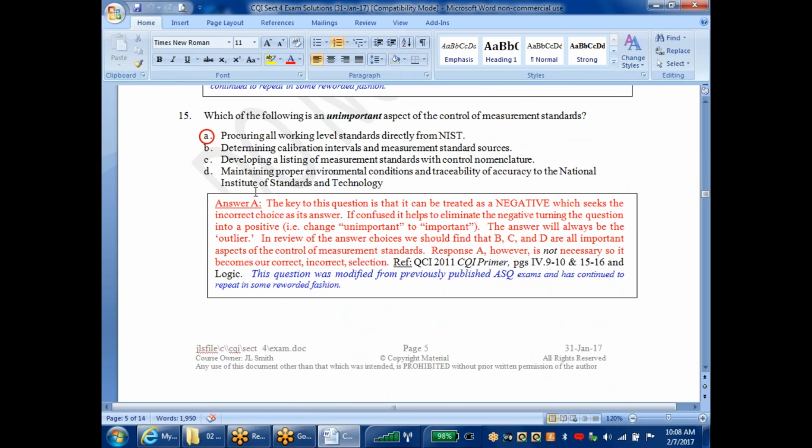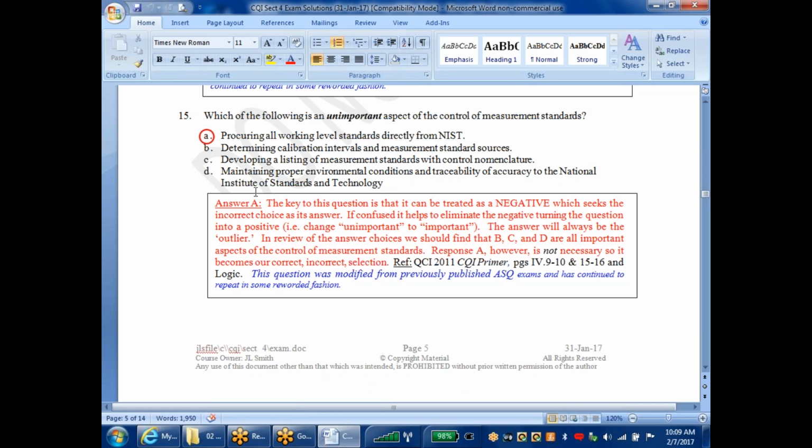Question 15, which of the following is an unimportant aspect of the control of measurement standards? Now, unimportant is a negatively slanted word. So when you hit one of these, you're looking for the outlier. And sometimes they can become confusing. So if you turn the word positive, in other words, replace unimportant with important, sometimes that makes it very clear.